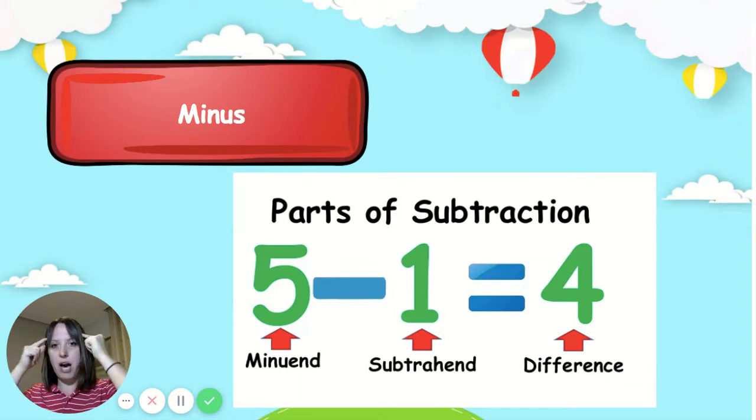Remember, 5 in the head, 5, 4. I open one finger because one is taken away. 5, 4. That's why the answer is 4. Yes, we can use our head, we can use our fingers, we can use objects.